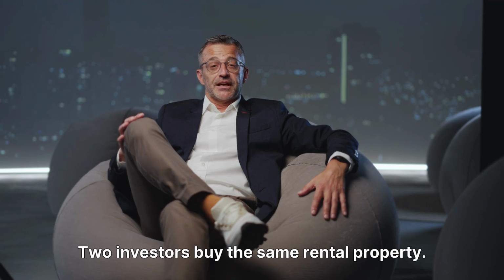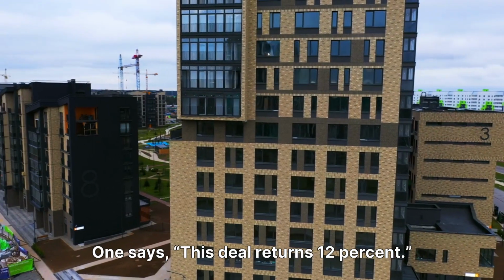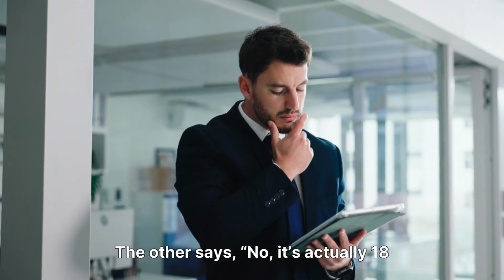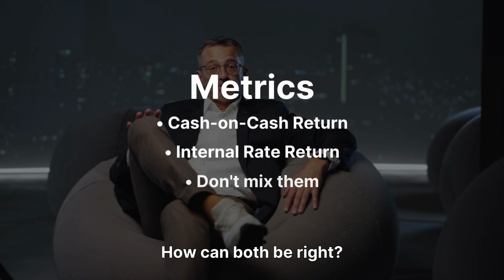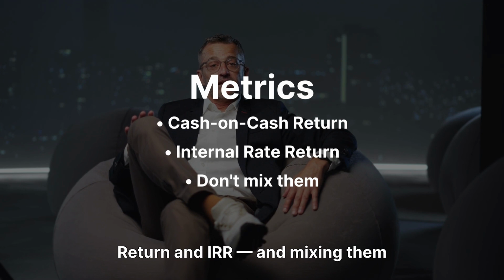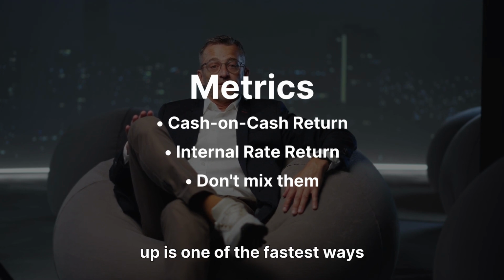Two investors buy the same rental property. One says, this deal returns 12%. The other says, no, it's actually 18%. How can both be right? Because they're using two different metrics, cash-on-cash return and IRR, and mixing them up is one of the fastest ways to overpay for a property.